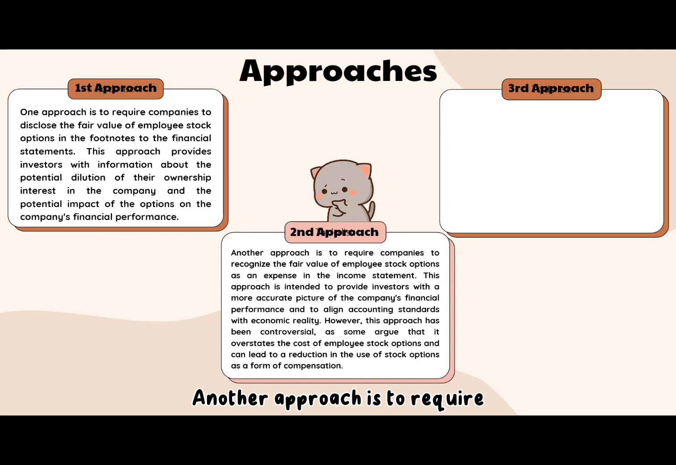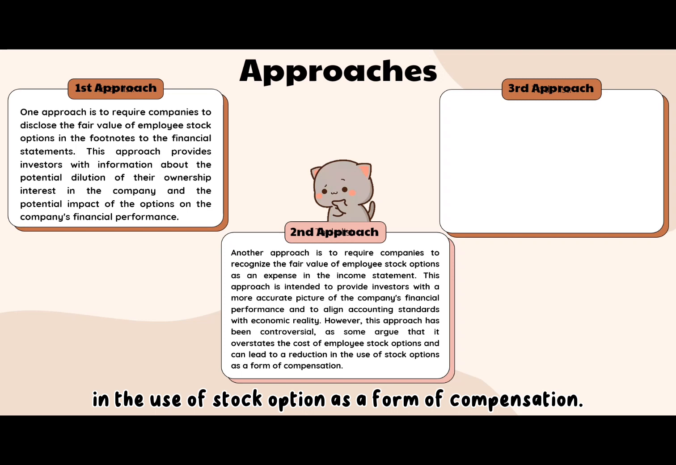Another approach is to require companies to recognize the fair value of employee stock options as an expense in the income statement. This approach is intended to provide investors with a more accurate picture of the company's financial performance and to align accounting standards with economic reality. However, this approach has been controversial, as some argue that it overstates the cost of employee stock options and can lead to a reduction in the use of stock options as a form of compensation.